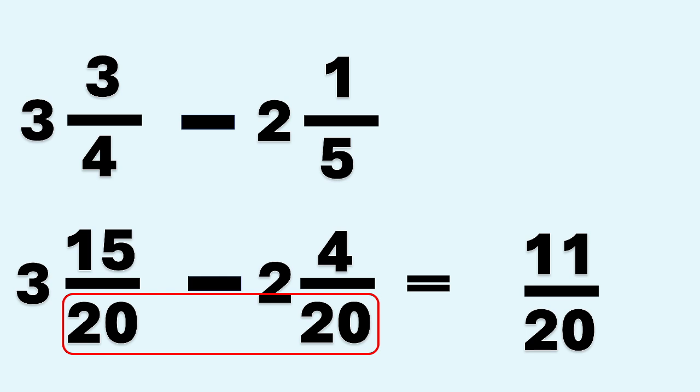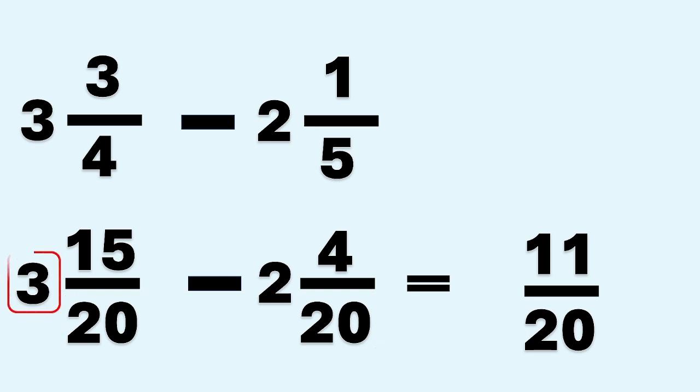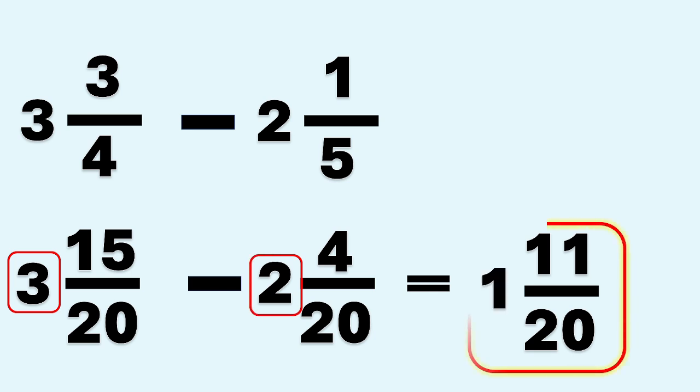Now subtract the two whole numbers. We have 3 minus 2 equals 1. So our final answer is 1 and 11/28.